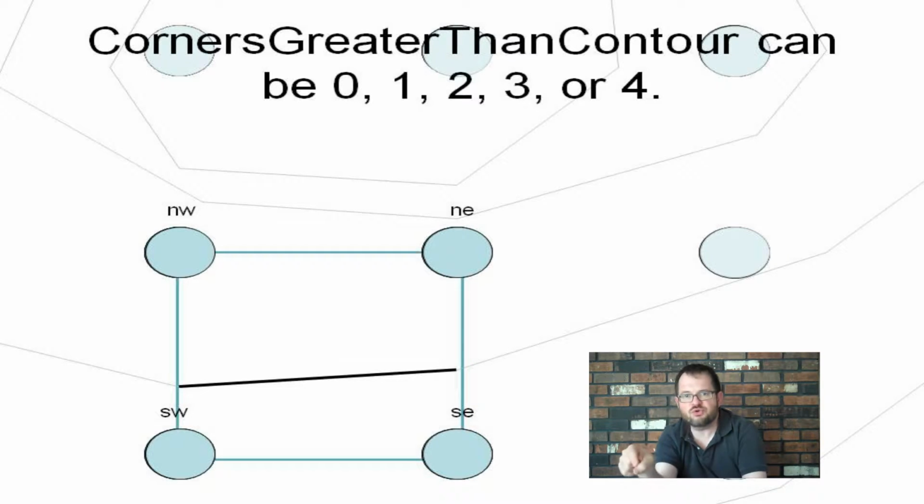I'll have 4 opportunities that if the value of that corner, northwest, southwest, whatever, is greater than the value of the contour line, increase the value of corners greater than contour by 1. So that you'll have 4 opportunities to have added 1 to it, which means that there's basically 4 possible values. Either corners greater than contour is equal to 0, 1, 2, 3, or 4.